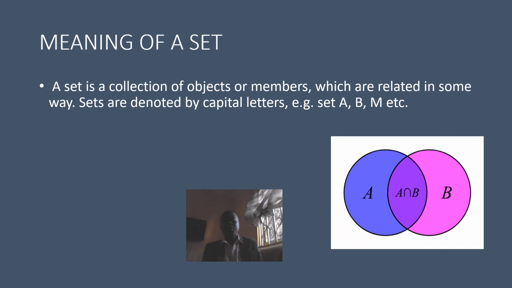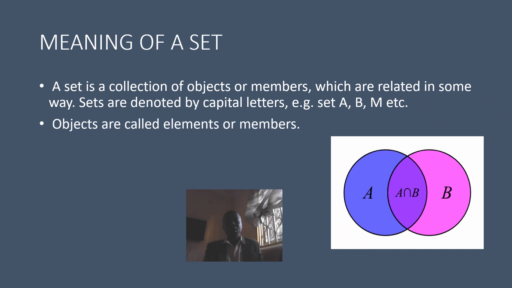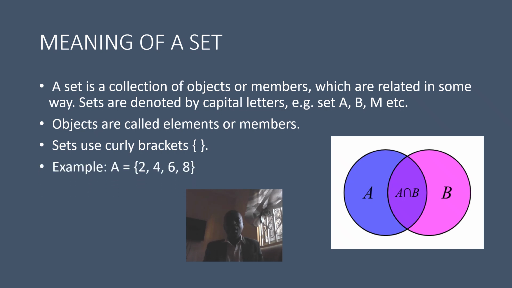So sets are denoted by capital letters. For example, you can have set A, B, name them, but they should be capital letters. You can also say a set is a well-defined group or collection of objects. And when you are dealing with sets, objects are often called elements or members. When we are dealing with sets, we usually have what we call the curly brackets. I hope you can see them.